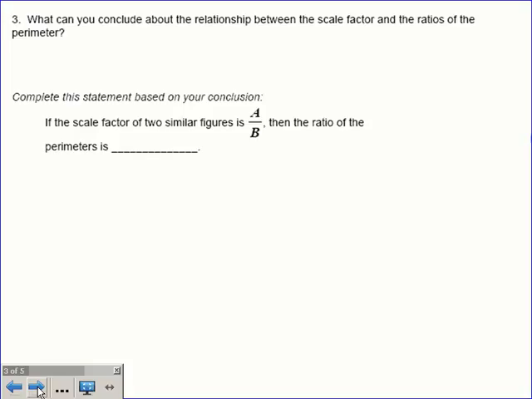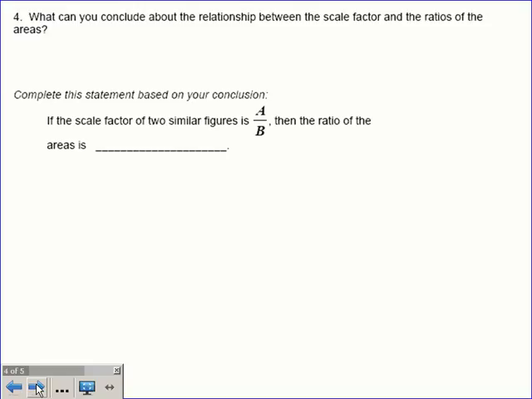Let's just formalize this. It says, what can you conclude about the relationship between the scale factor and the ratios of perimeter? What are they? Scale factor and ratios of perimeter. Equal. Fantastic. Okay. If the scale factor of 2 similar figures is A over B, then the ratio of perimeters is going to be what? Well, A over B. Done. Okay, because they're the same, right? They're equal. Awesome.